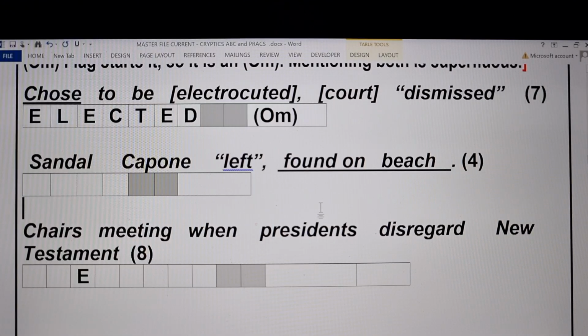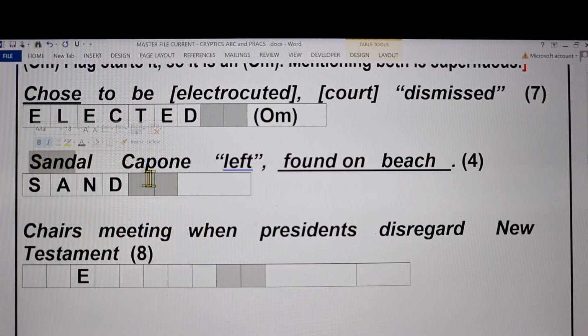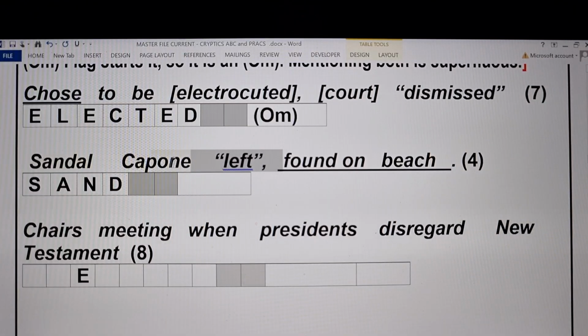Found on beach. If that's the key, what's found on beach? Waves, sand. Oh, yeah, of course. Sand. Sand is found on beach. We have an answer. It fits again, which I think is much more possible, because I can see sand in there. If I omit L, which is L Capone, if I omit L from Sandal, I've got sand. There it is. All done. And this is what you have to do. You jiggle around and see what you can come up with. That's the way to do it.